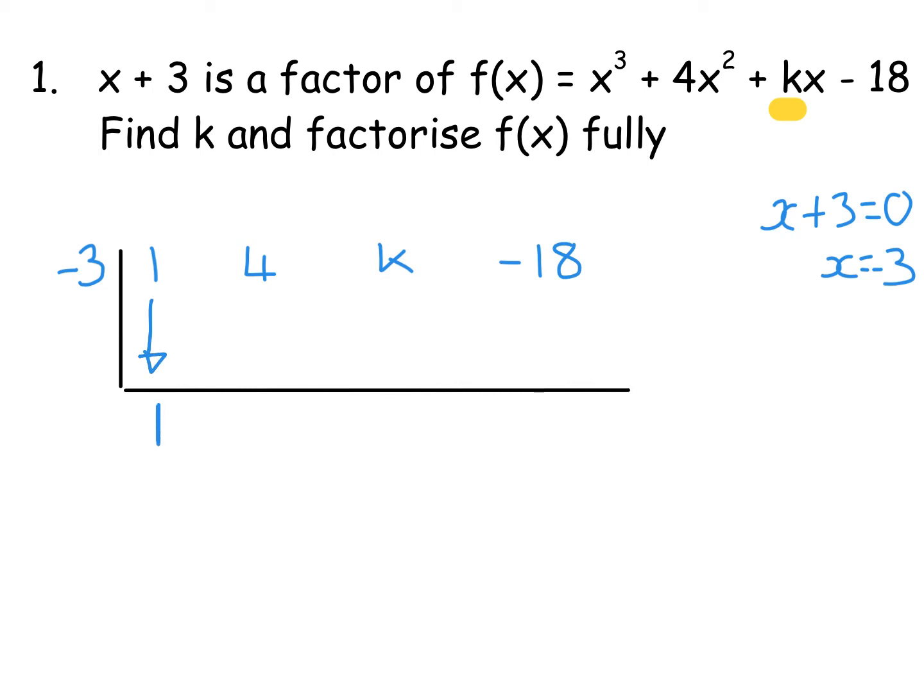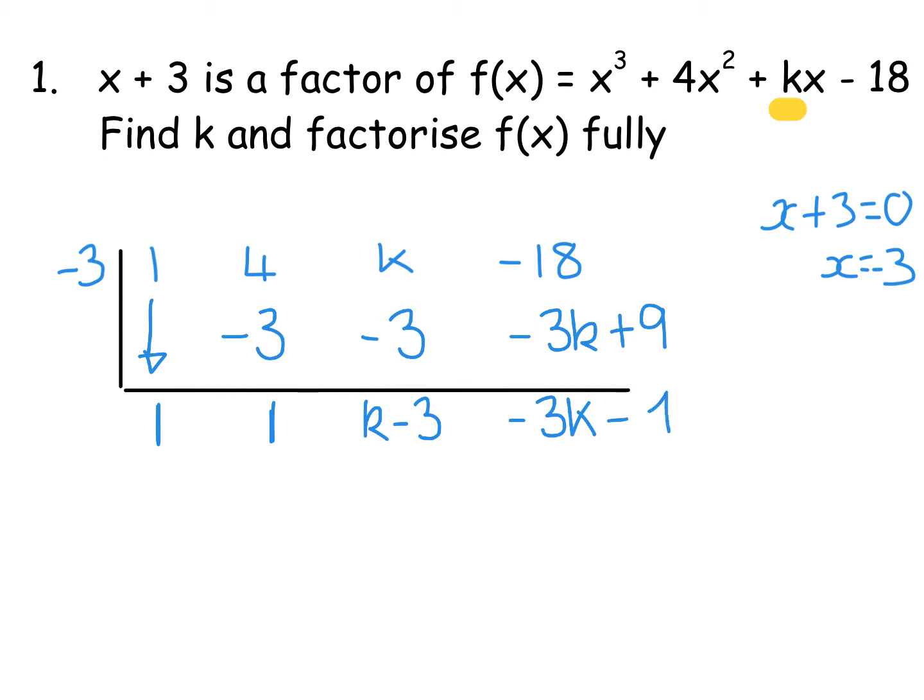So let's bring down the number 1, multiply it by negative 3, add it to the 4, multiply it by negative 3, and then when we add this to the k, we're just going to write it as k take away 3. And then when we multiply that by negative 3, we end up with negative 3k plus 9. And then when we add these two together, we have got negative 3k minus 9. And as always, I put a box around my end term, which is usually my remainder.